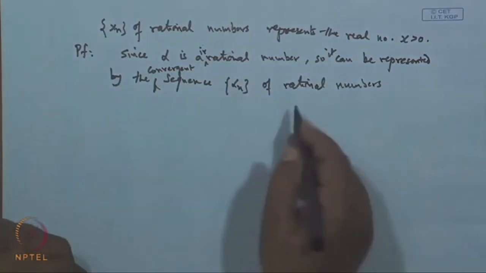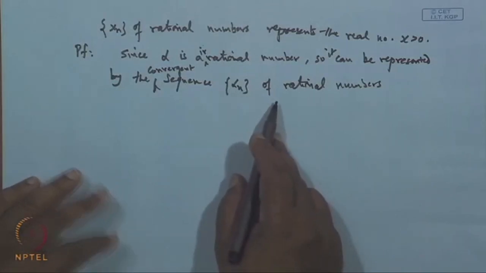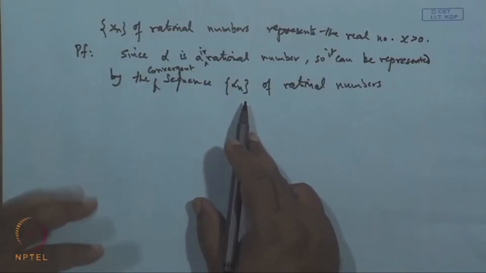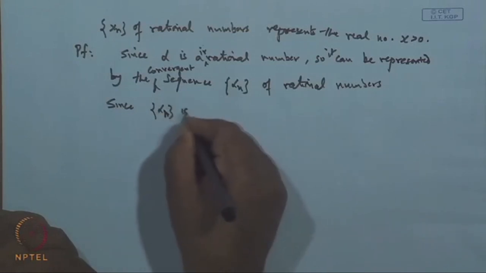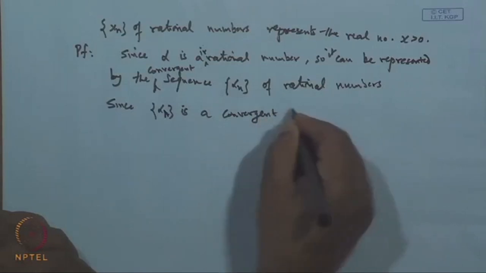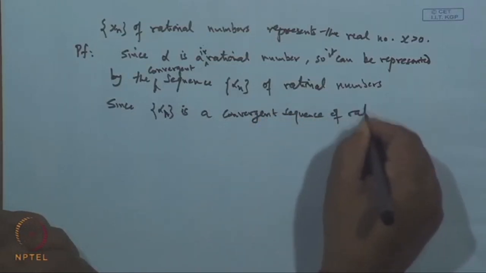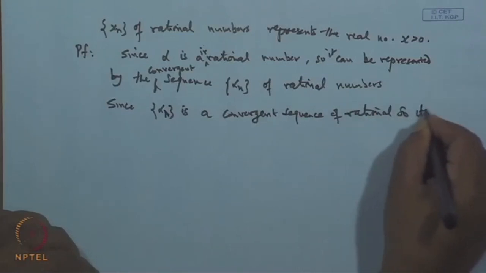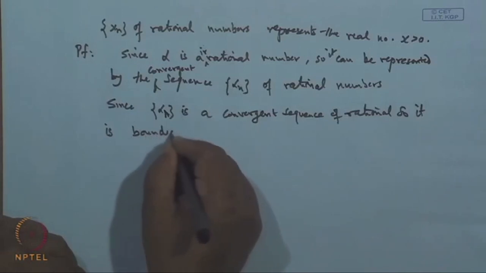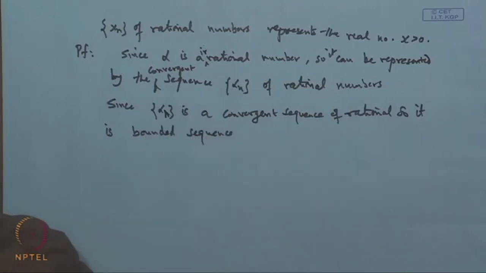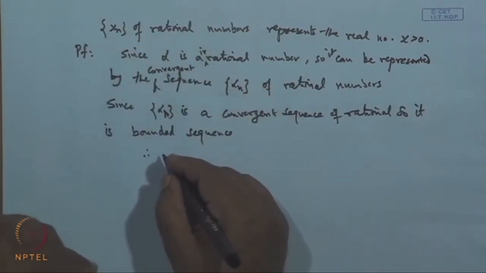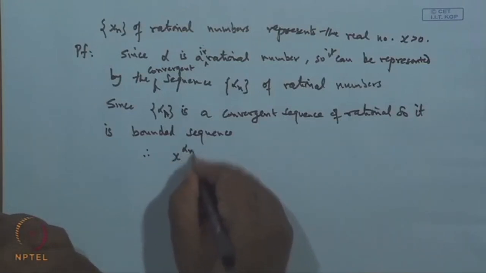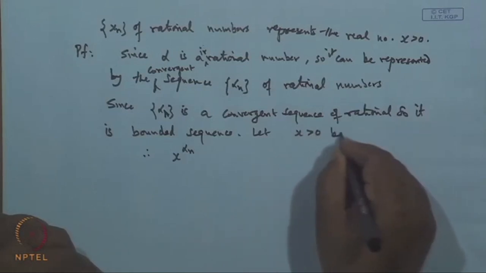Now, alpha n is a convergent sequence, so it is bounded. Since alpha n is a convergent sequence, it is a bounded sequence, which means it is less than some positive number for all n. Therefore, x is fixed, so we get x to the power alpha n, let x greater than 0 be any real number.